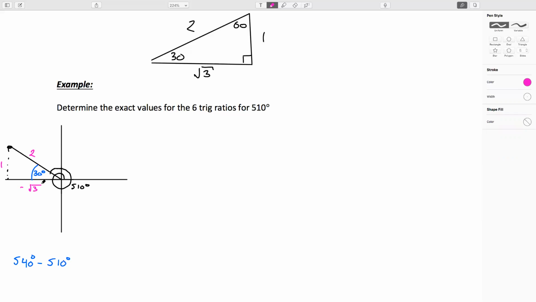And that just has to do with the fact that we're in quadrant 2. Otherwise, it would have been positive root 3. Once we have all 3 of these sides, we can simply just plug these into our formula. So we've got 6 trig ratios to do.